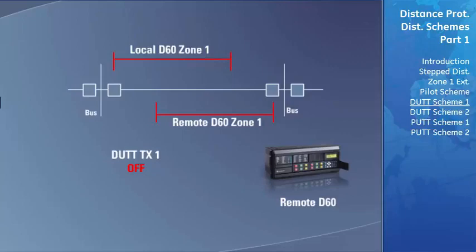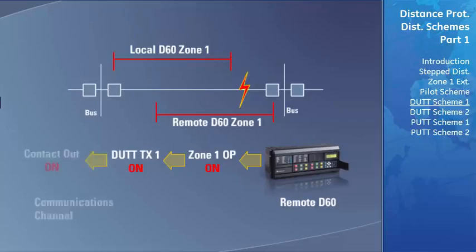When the D60 is configured to use only one DUTT transmit bit, any fault that is located in its Zone 1 of protection will turn the DUTT transmit bit 1 flag to on, regardless of if the fault is a single-phase or a multi-phase fault. This DUTT transmit bit 1 flag now needs to be assigned to an output of the D60 so it can send this transfer trip over the communication channel to the local relay.